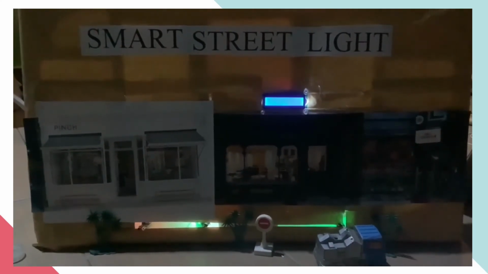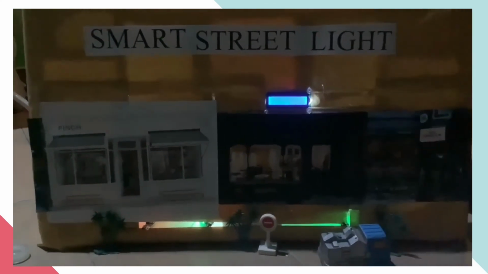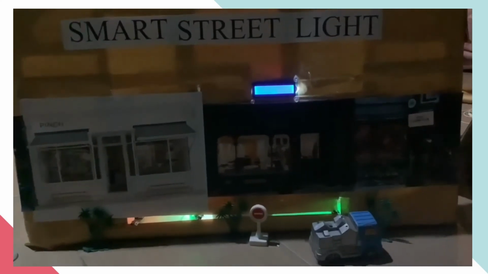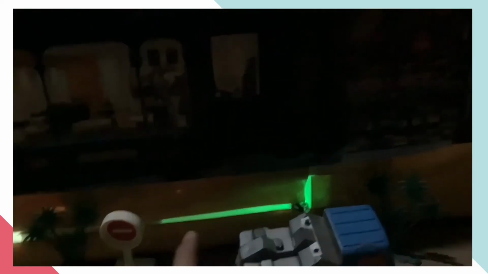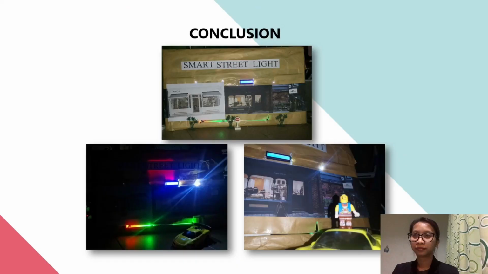This is how our smart street light works during daylight. During daylight, the LDR sensor will detect the sunlight and stop the LED bulb from turning on because it's daytime. But the IR sensor will still detect if there is any object in front of it, like this, and the LCD will still print Stay Safe for the people passing by this street. But the bulb will not turn on because it's daylight.